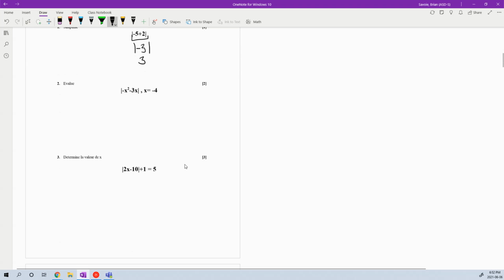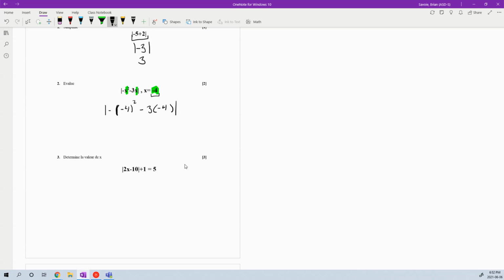Okay, second question, I want to evaluate this. Here I've given an absolute value expression, -|x² - 3x|, where x is equal to -4. So what this is saying is that this is -4, so wherever I see an x, I'm going to replace it with -4. So I'm going to write the negative absolute value, it should be curved brackets there, (-4)² minus 3 times -4, close bracket, absolute value sign.